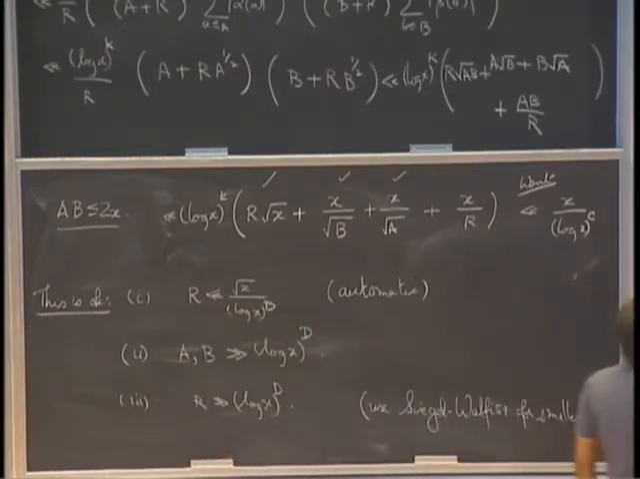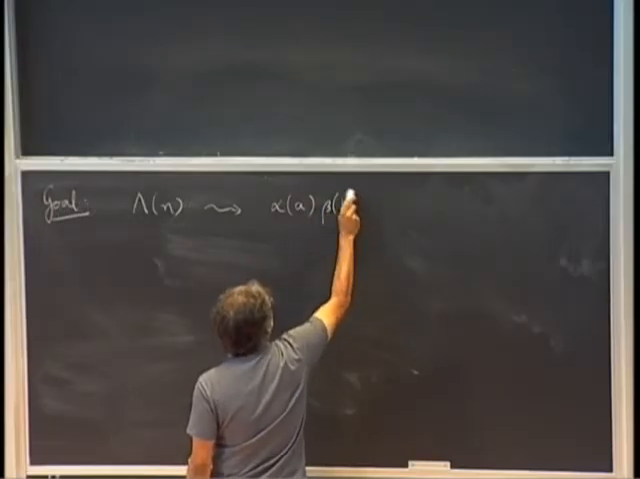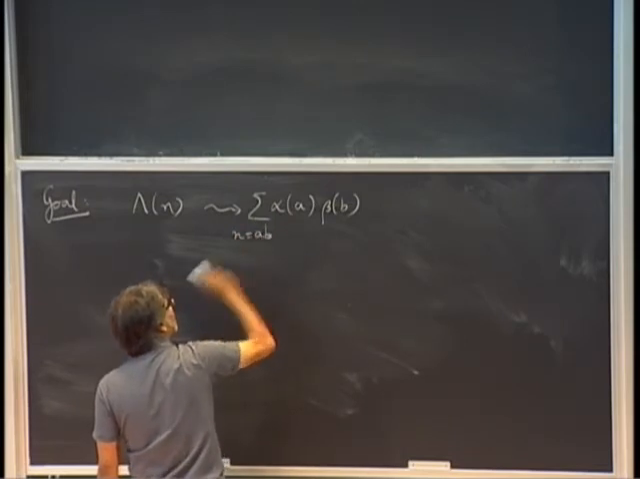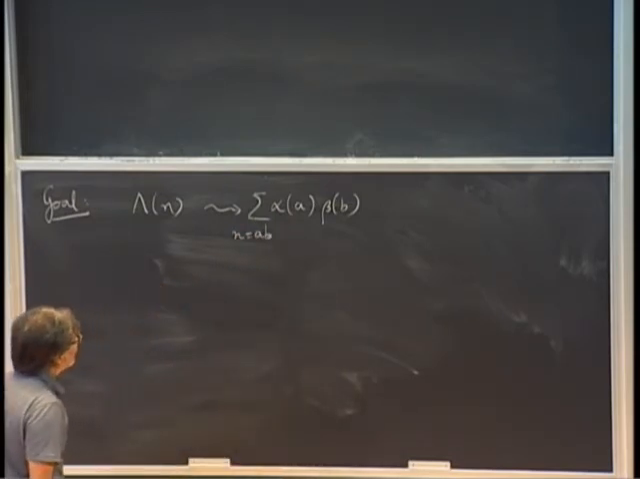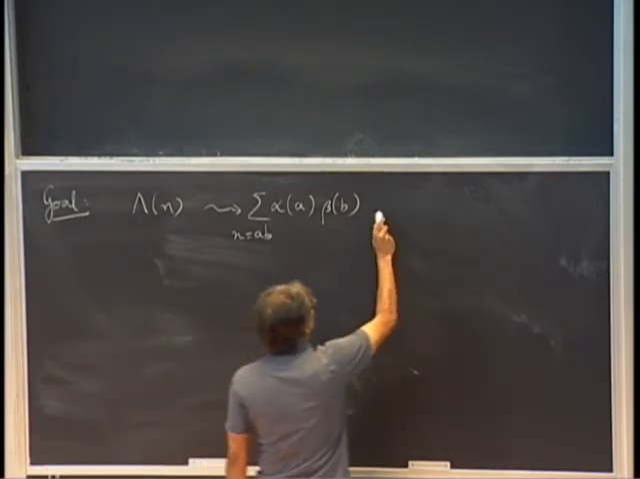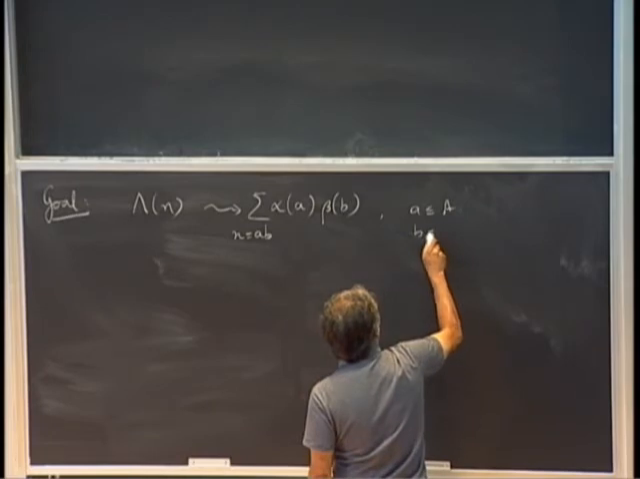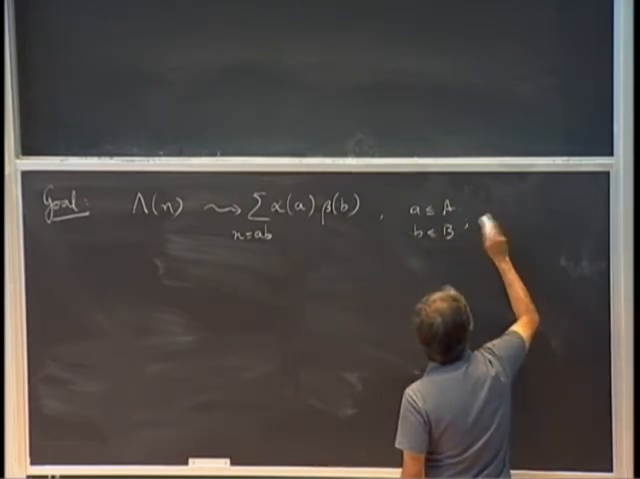Okay, so the goal is to replace Λ(n). Again, I'll write a squiggly arrow because I don't want to say what this means. To write it as something of this type, and then a and b going up to capital A and capital B, with both being large.